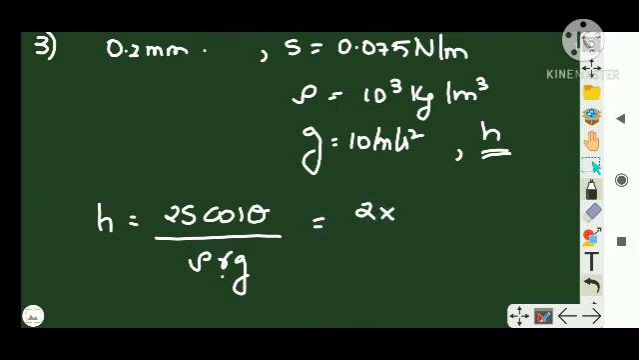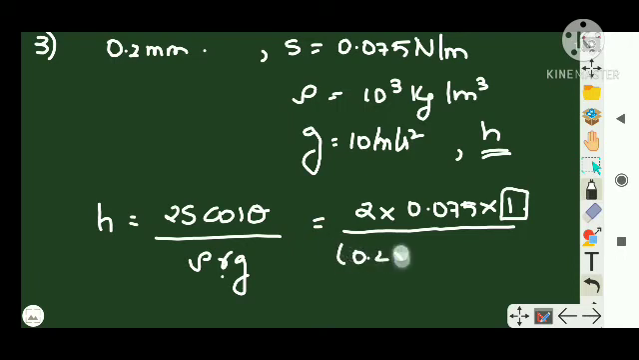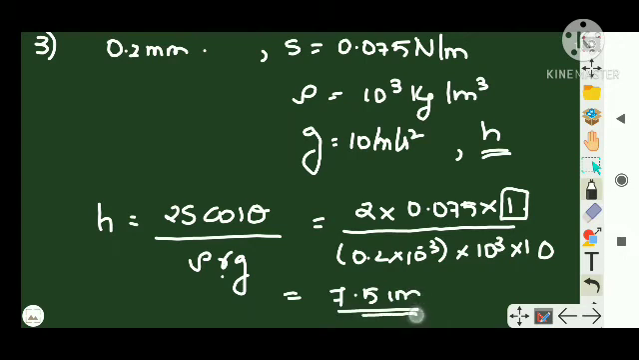So 2 into surface tension, 0.075, into 1 for cos theta. Why did I take cos theta as 1? See guys, it is water. Most of the time, cos theta for water we take as 1. Keep that in mind. And r is given as 0.2 into 10 to the power minus 3, into 10 to the power 3 into 10. You will get h as around 7.5 centimeter. Clear? Let us move on to the next question.